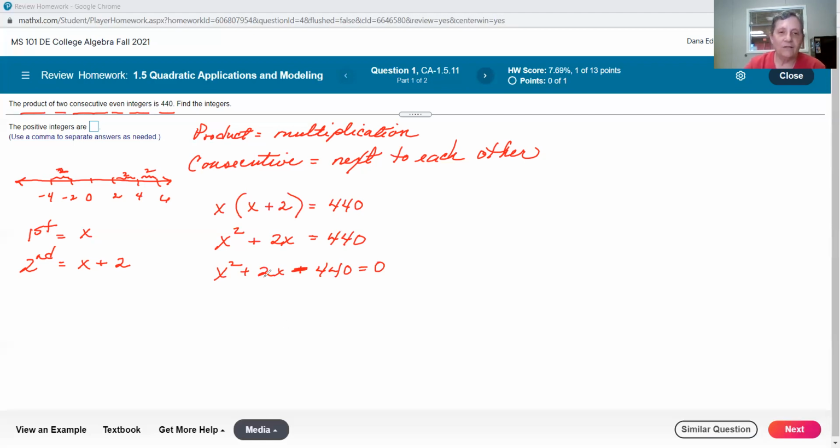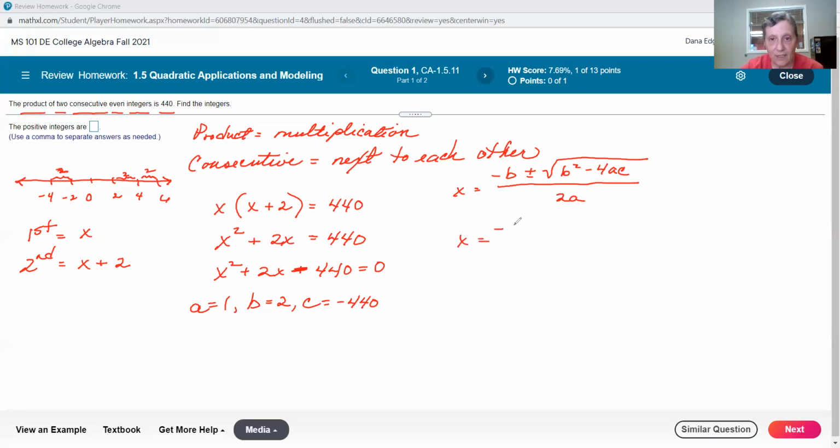we're going to get x squared plus 2x minus 440 equals 0, because we would subtract 440 from both sides. Now, we could solve this by factoring, or we could solve it by the quadratic formula. If you choose to factor it, you're going to have to find factors of 440 that are two apart. It might be quicker to just go ahead and use the quadratic formula, in which case a is 1, b is 2, and c is going to be negative 440. So we've got x is going to equal negative b plus or minus the square root of b squared minus 4 times a times c all over 2a.